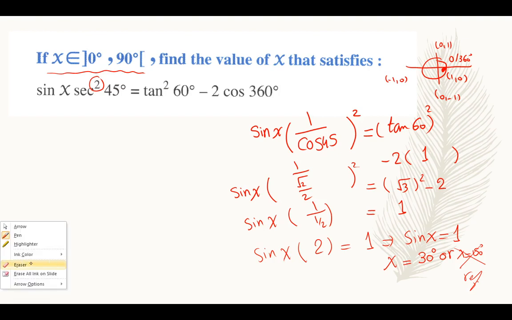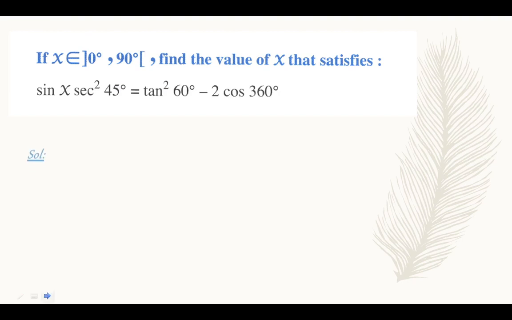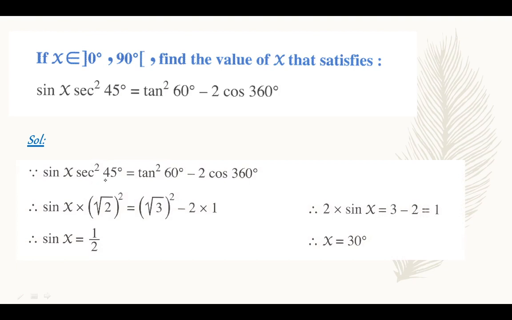Again, we can solve it one more time by using the PowerPoint very quickly. Solution. Here, sine x multiplied by sec square 45 equals tan square 60 minus 2 cosine 360. Sine x remains as it is. Don't forget that sec 45 equals 1 over cosine 45, all to the power of 2, so it will be root 2 over 2. Tan square 60 will be root 3 squared minus 2 cosine 360, which equals 1. So 2 multiplied by sine x equals 3 minus 2 equals 1. So sine x divided by 2, sine x will be equal to half. Shift sine half, so x will be equal to 30.